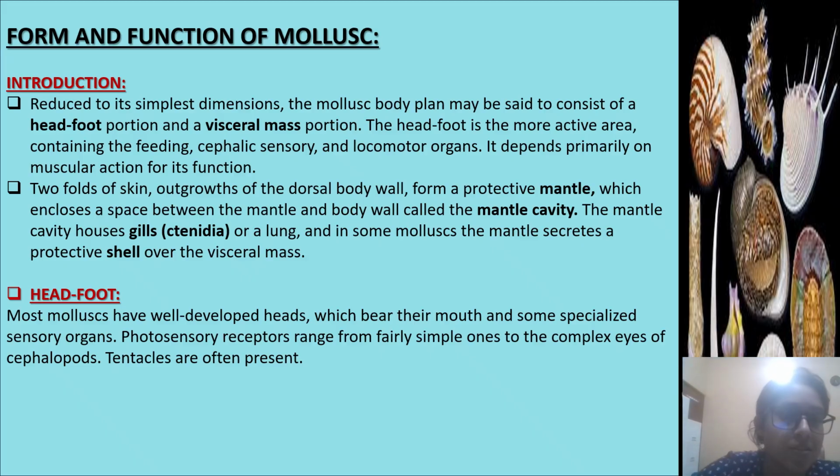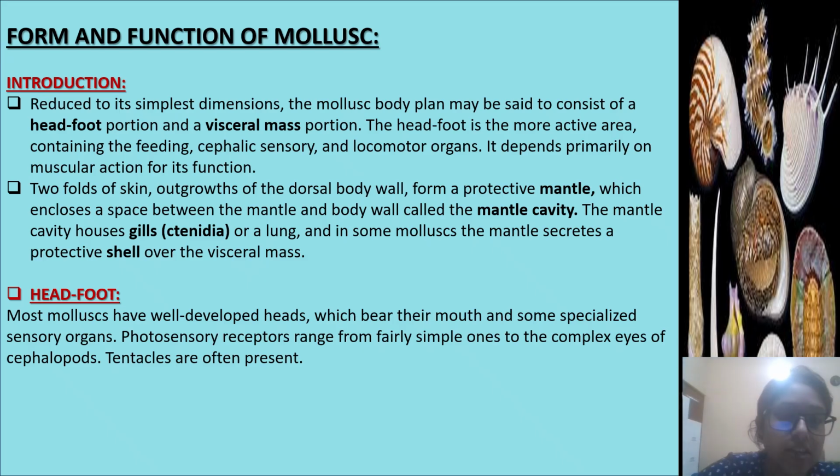First, introduction. Reduced to its simplest dimensions, the mollusk body plan may be said to consist of a head-foot portion and a visceral mass portion. The head-foot is the more active area containing the feeding, cephalic, sensory and locomotor organs. It depends primarily on muscular action for its function.